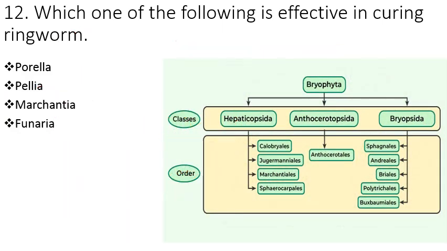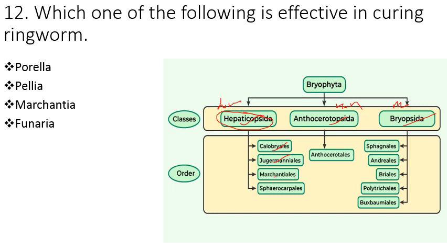The next comes outline of classification of bryophytes. So this is a simpler classification. The division Bryophyta is divided into three classes, that is Hepaticopsida, Anthoceratopsida and Bryopsida. In Hepaticopsida we have liverworts, and in Anthoceratopsida we have hornworts. Then comes Bryopsida, in which we have mosses.